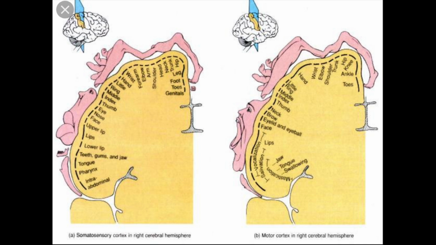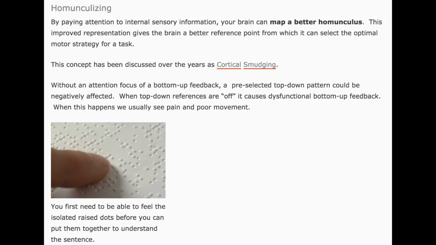And where's the highest concentration of nerves? Where's the most efficient way, and given that, to draw awareness to? Paying attention to internal sensory information, your brain can map a better homunculus. This improved representation gives the brain a better reference point from which it can select the optimal motor strategy for a task. If this map becomes unclear due to injury, underuse, scars, pain, this is also referred to as cortical smudging.